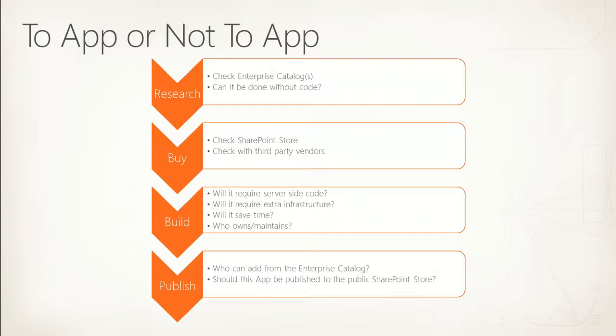Which brings you back to that idea of: we check the enterprise catalog, it's not there. Make sure you check the SharePoint store first. Everyone has a different idea of buy versus build. Depends on your enterprise. You might have the idea of we want to support it all ourselves. But I would check the SharePoint store just to see if you can save yourself a whole bunch of time and effort.